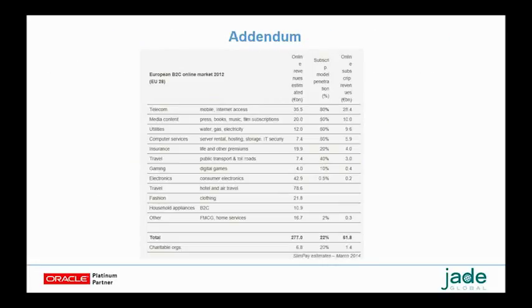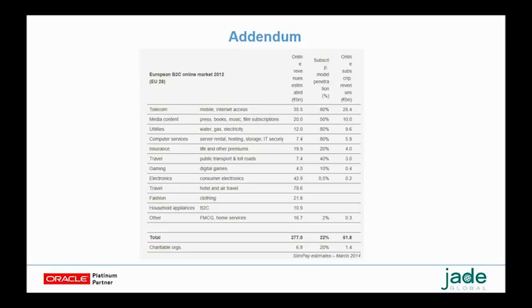This next addendum is a survey done by the European B2C online market community, and it shows you the way in which various marketplaces are changing and going over to a subscription-based model. Some of them are going there, some of them are not, as you can see from here. A few of them, like telecom, media content, utilities, and computer services, are all going over to the subscription model.